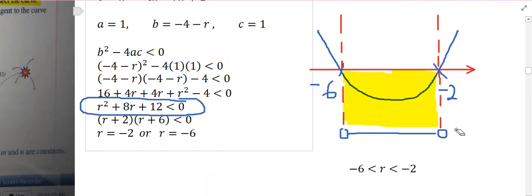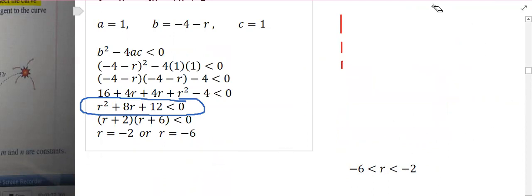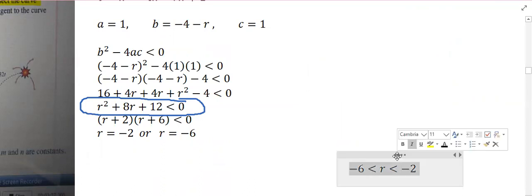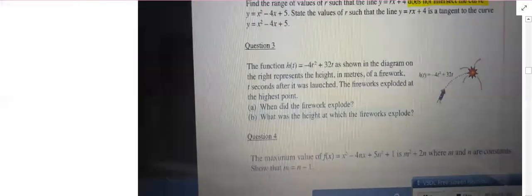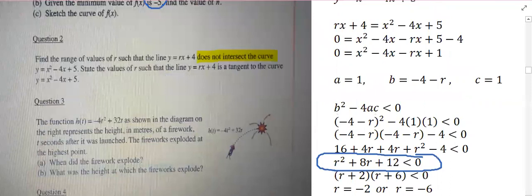Okay, then I erase this one. Later, if you want to rewatch, you just rewatch, okay? So now, this one is the question's first statement. But it's not finished yet. The question asks, can you state the value of R such that the line is a tangent? The keyword is a tangent. Tangent of the curve. Okay, this time the question actually has 2 questions. Got 2 questions. One is does not intersect, one is tangent.